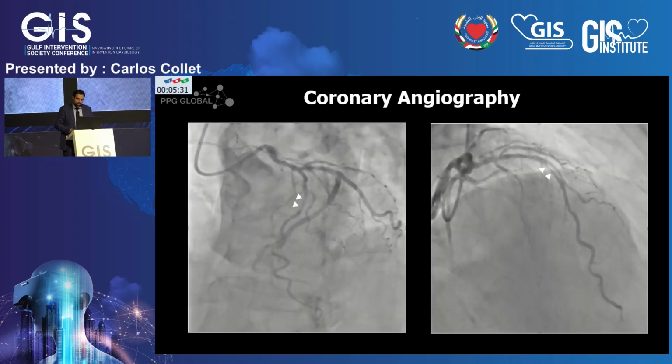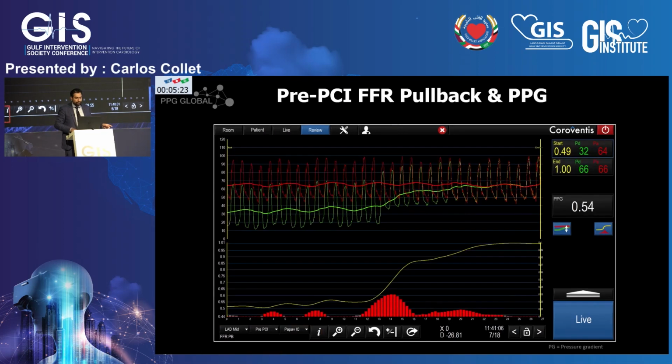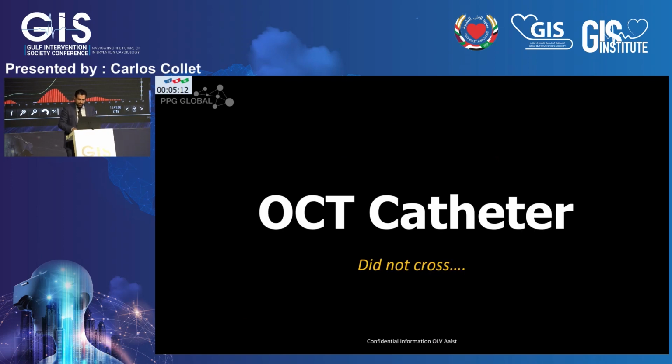This is the lesion that appears to be the more severe and responsible for the symptoms of this patient. We put a pressure wire down the vessel. FFR is 0.61. And then we do the pullback. This is a hyperemic pullback. PPG is 0.54 with a clear pressure gradient in the mid portion of the vessel. So this is a case that benefits from PCI in terms of the disease pattern.